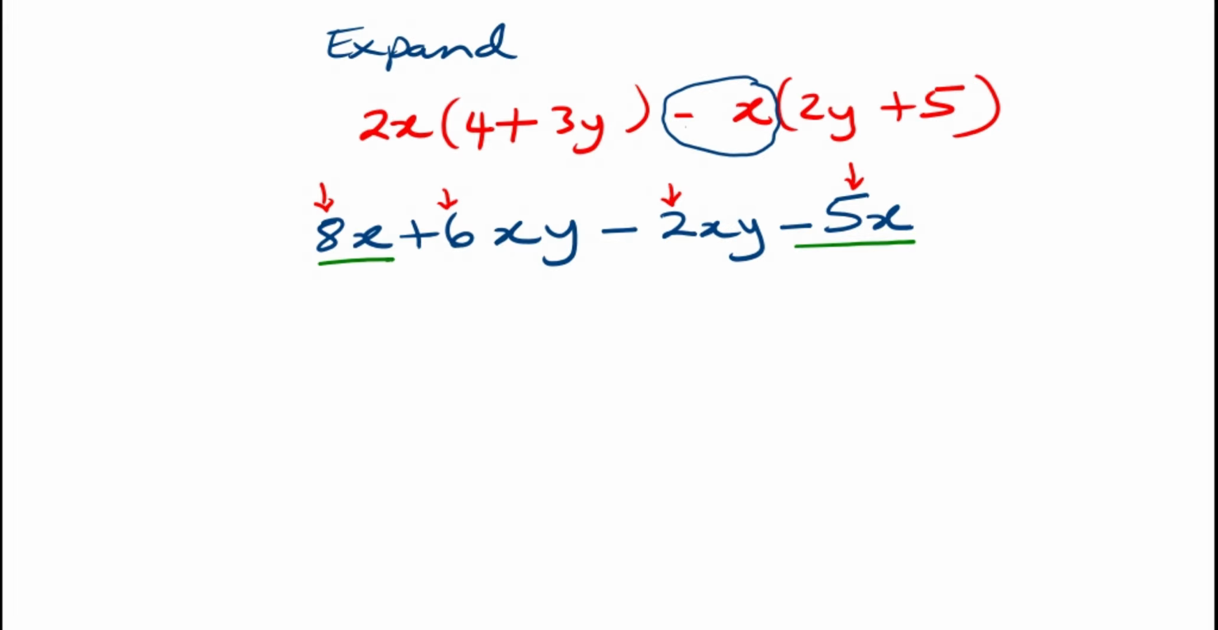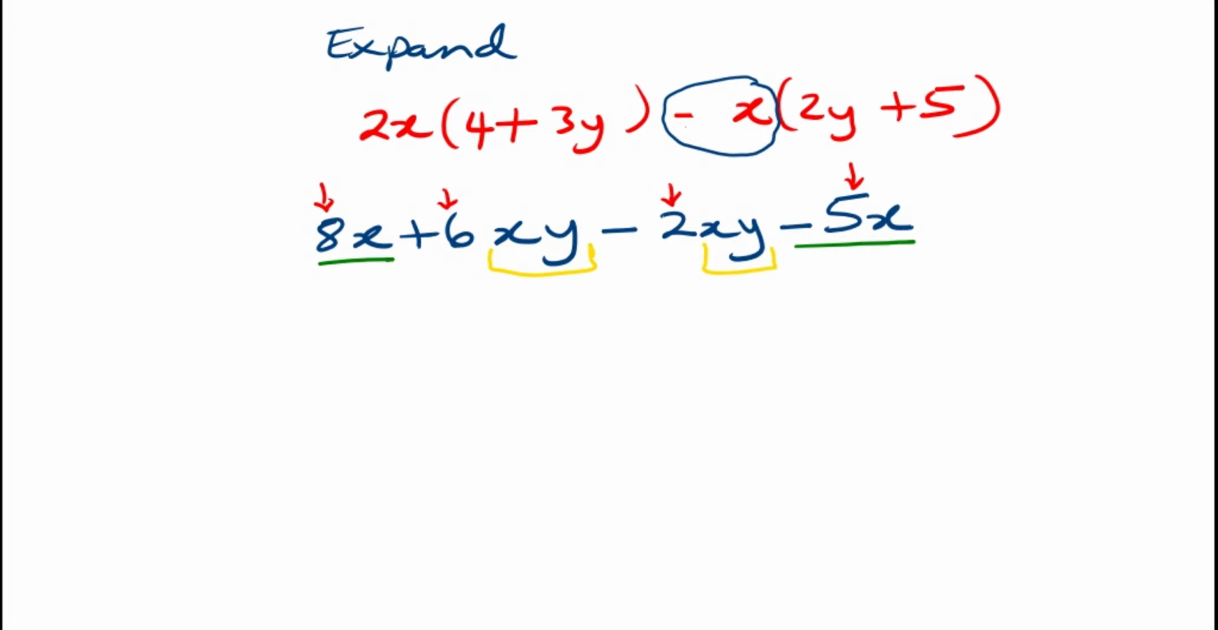So here we can see sy, and here we can see sy. Don't worry about whether it is negative or positive. Focus on the variable sy. So these two are like terms. So I've grouped them with the yellow bracket.